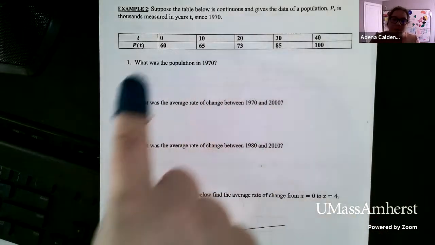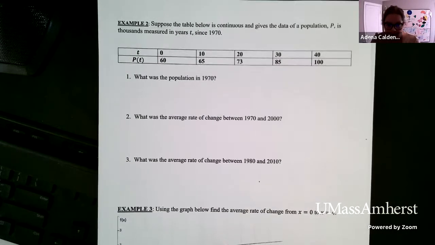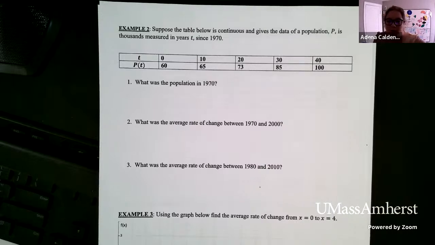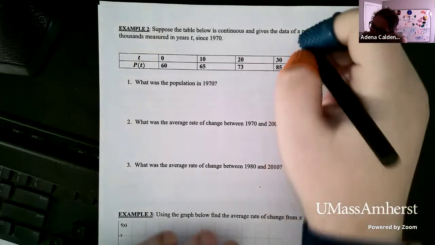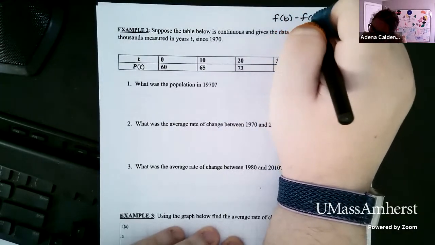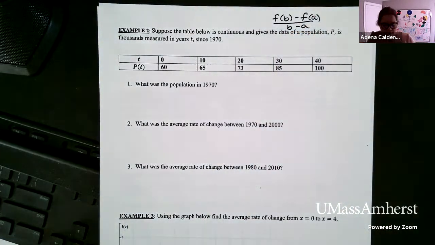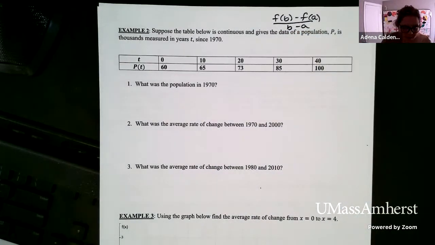So we have to figure out how those years correlate to the table. And then for part 3, average rate of change between 1980 and 2010. Same idea: we should figure out where that information is on the table, and then we'll be applying our average rate of change formula. I'll write down the formula again real quick up here. So f of b minus f of a over b minus a, that's our generic formula. Think about how we can fit it here.